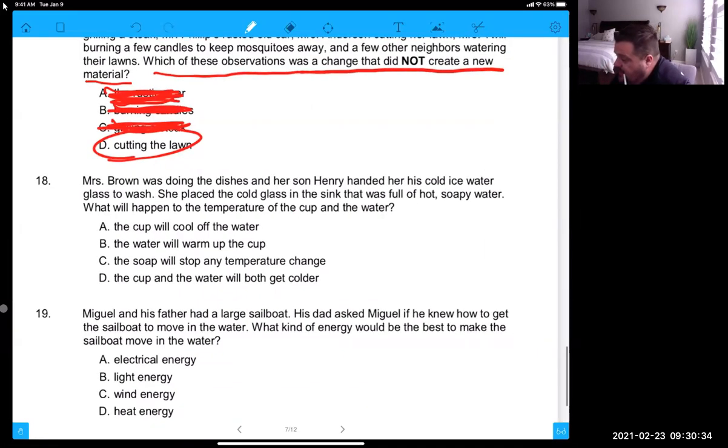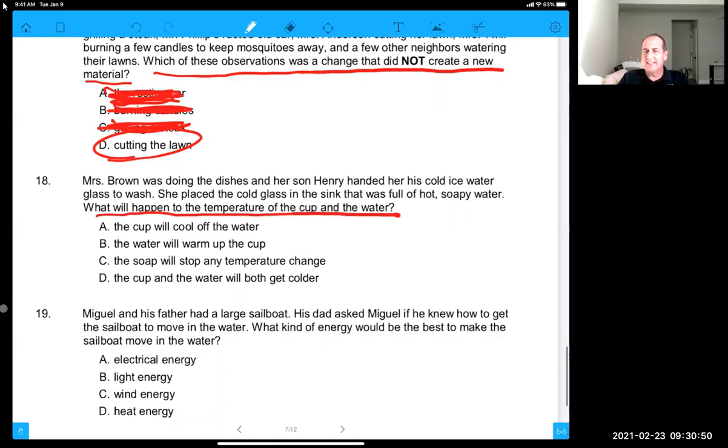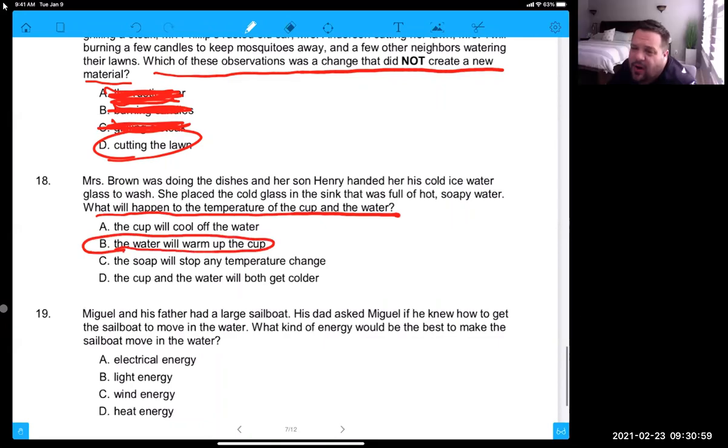Mrs. Brown was doing the dishes and her son Henry handed her his cold ice water glass to wash. She placed the cold glass in the sink. It was full of hot soapy water. What will happen to the temperature of the cup? So he had a cold cup and he put it in hot water. Hot water. Come on. That's a gimme. There you go. It's going to warm the cup. Remember, there's a lot more of the water than the cup, right? So it's not going to go the other direction. Like in A, I suppose that could happen if there was just barely a little bit of water.